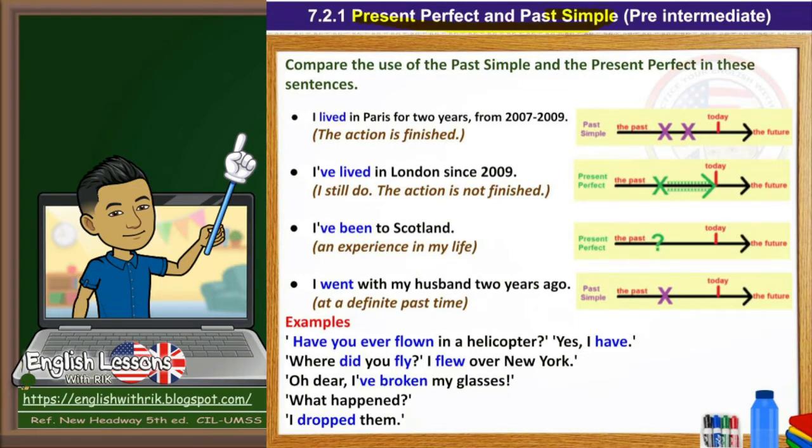Present perfect and past simple. Compare the use of the past simple and the present perfect in these sentences. I lived in Paris for 2 years, from 2007 to 2009. I've lived in London since 2009. I've been to Scotland. I went with my husband 2 years ago.